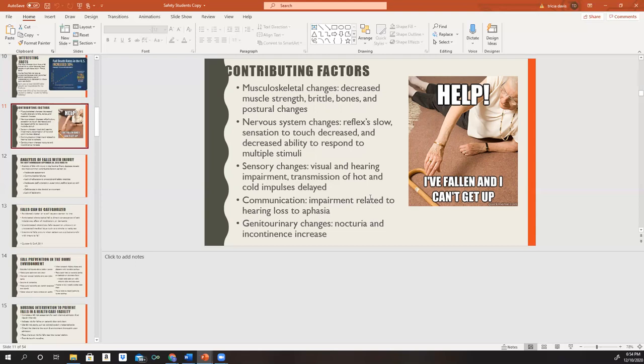And those GU changes, so nocturia, right, which is going to the bathroom multiple times during the night, and then incontinence. So that's a bad combination. Patients that have to get up frequently in the middle of the night wind up tripping getting into the bathroom, or if they have incontinence or urgency, they're getting up in a hurry trying to get there, and then they have a fall.